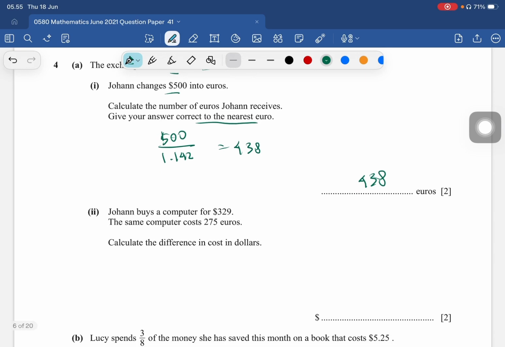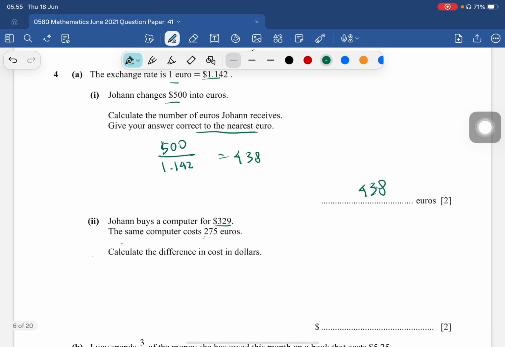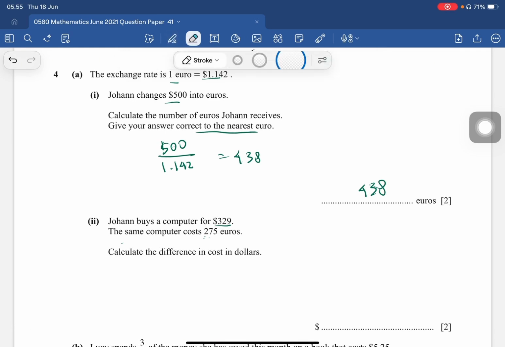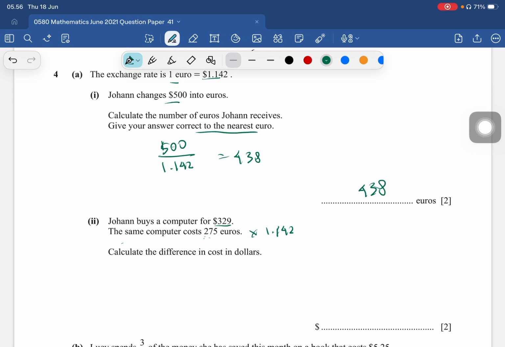Okay, Johan buys a computer for $329. The same computer costs 275 euros. Calculate the difference in cost in dollars. So euros, let us change it into dollars. 275 we multiply it by 1.142. So we got 314.95.